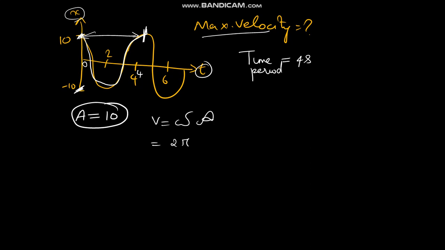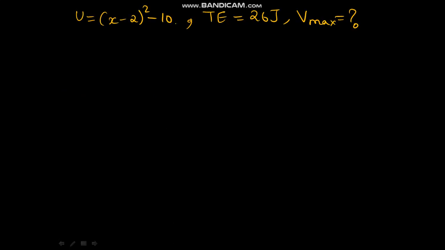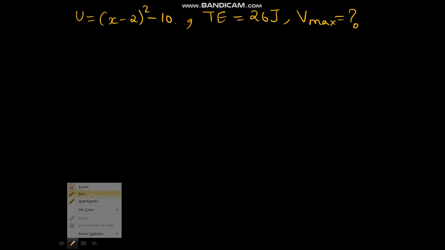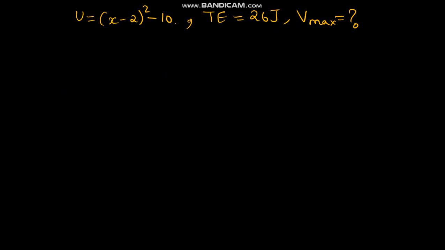Omega is 2 pi divided by T, that is 4 seconds, into A, which is 5 pi m per s. Now let us work out the next numerical. See, the potential energy equation is given as U is equal to (x minus 2) the whole square minus 10 joules. Total energy is given as 26 joule. Maximum velocity they are asking.